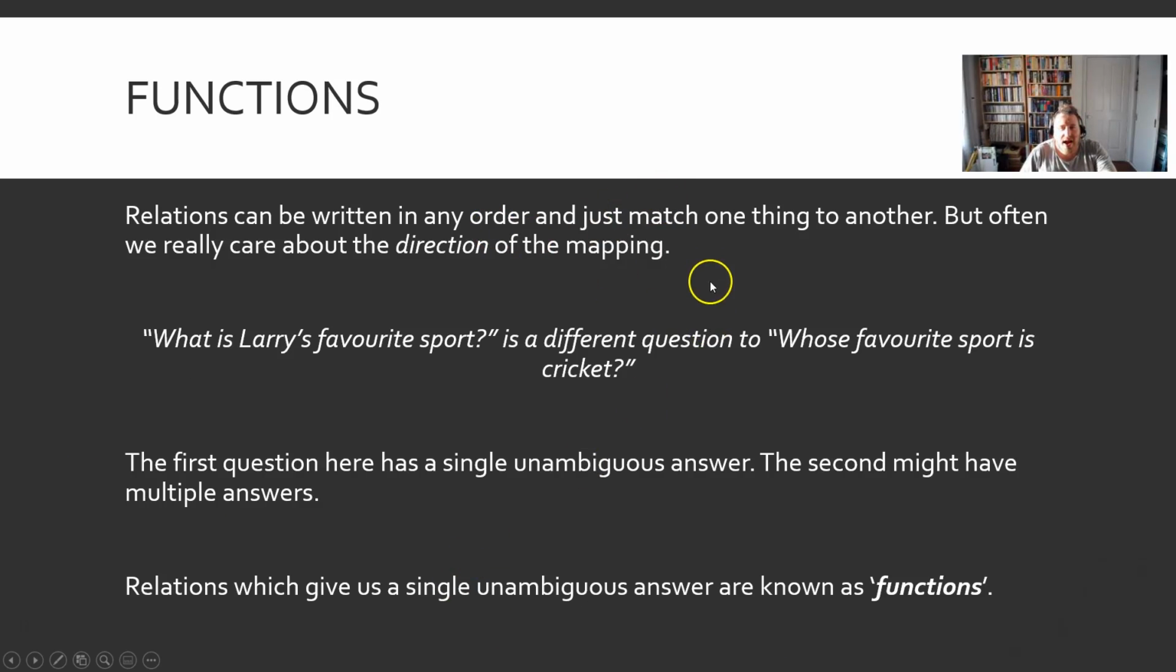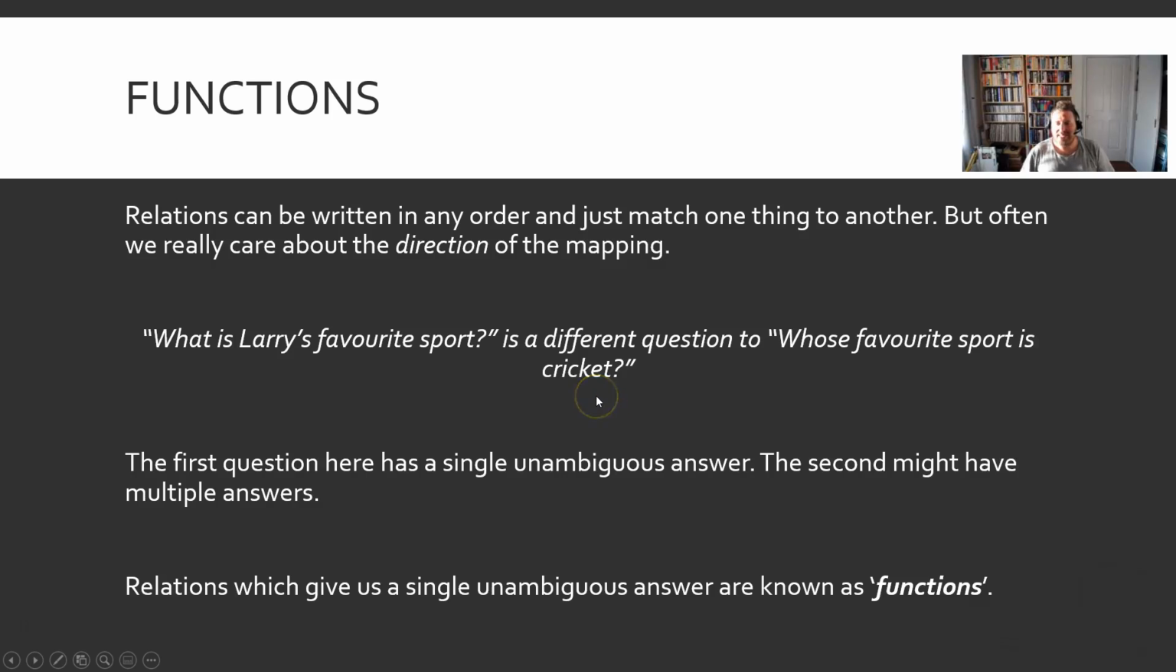Okay, now a relationship, you'll notice, goes both ways. There's a relationship between Julia and English, but there's also a relationship between English and Julia. It's kind of symmetric. Julia is a student in English. English is a subject that Julia does. So with some things like that, you could ask, what's Larry's favourite sport? And you might say cricket. But you could also ask whose favourite sport is cricket, and you could say Larry.